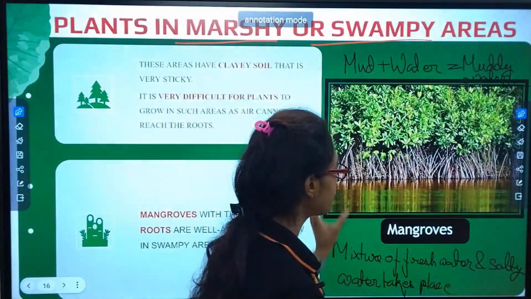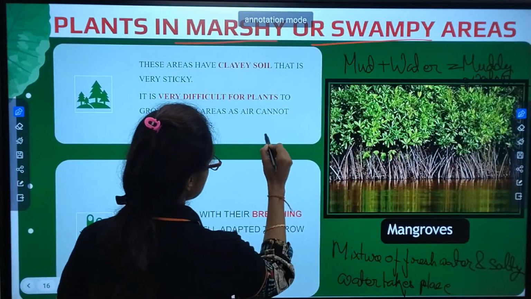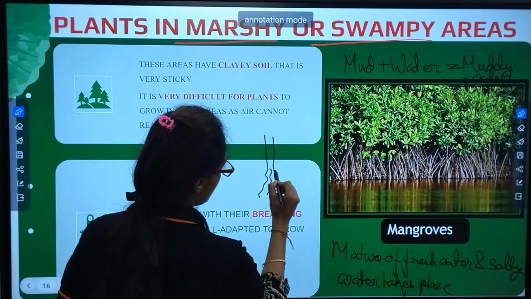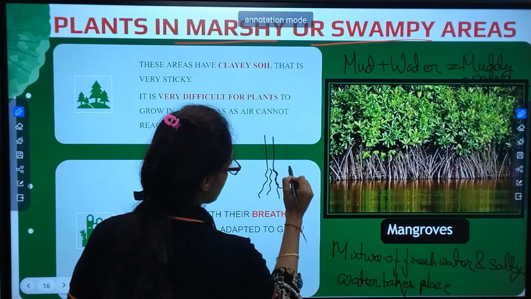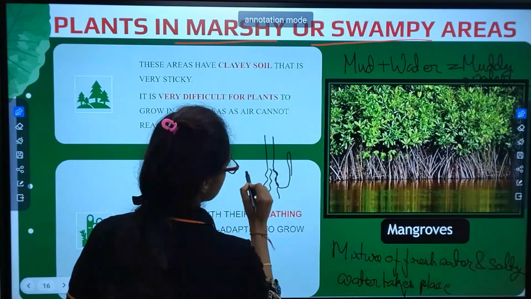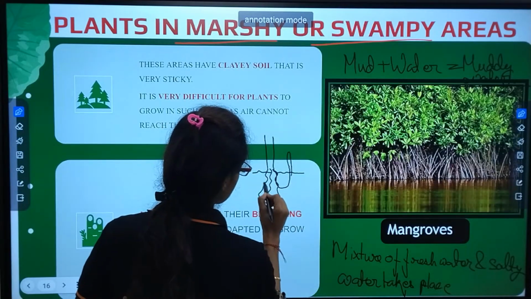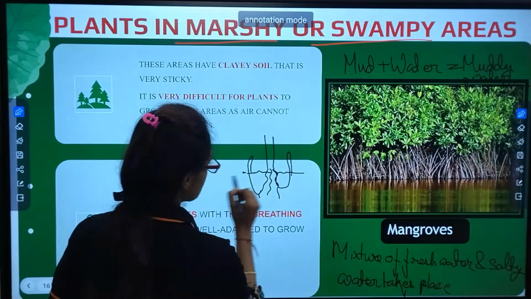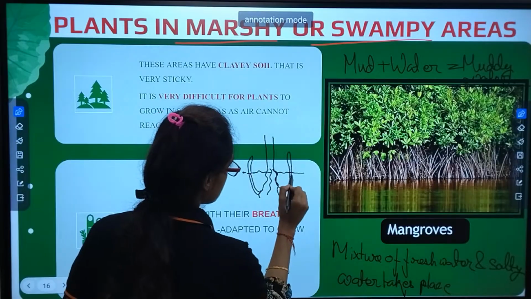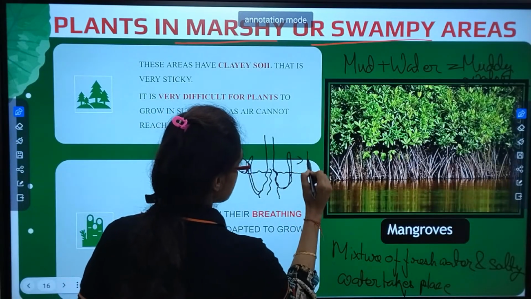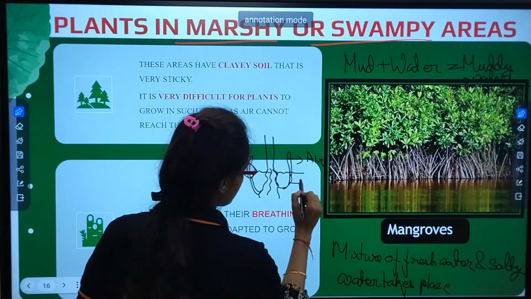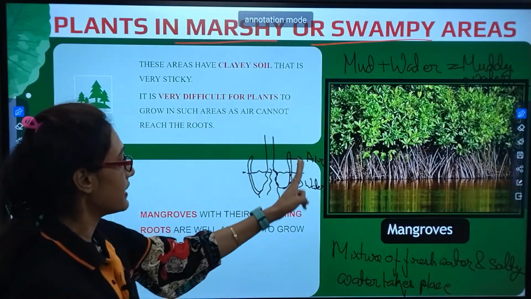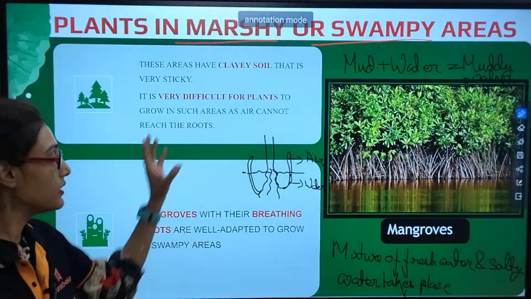So, how have they modified the roots? Suppose this is a plant. This is the root system. What they do is the root system comes above the soil. All the root system comes above the soil. So what happens? This part takes in air and this part takes in water. Water is being transported and air is needed for their own living.